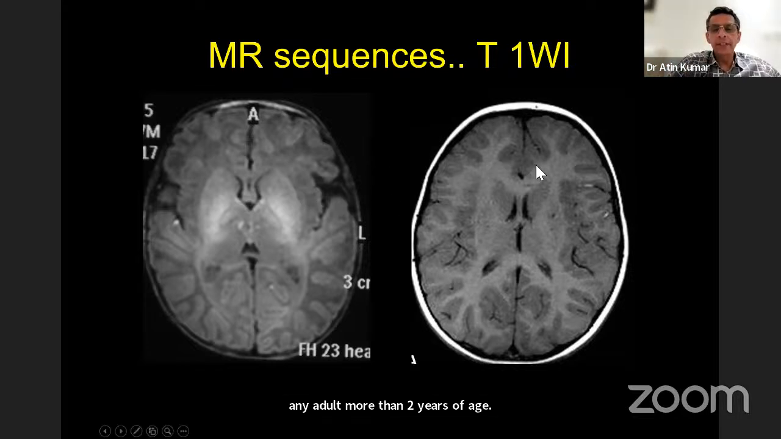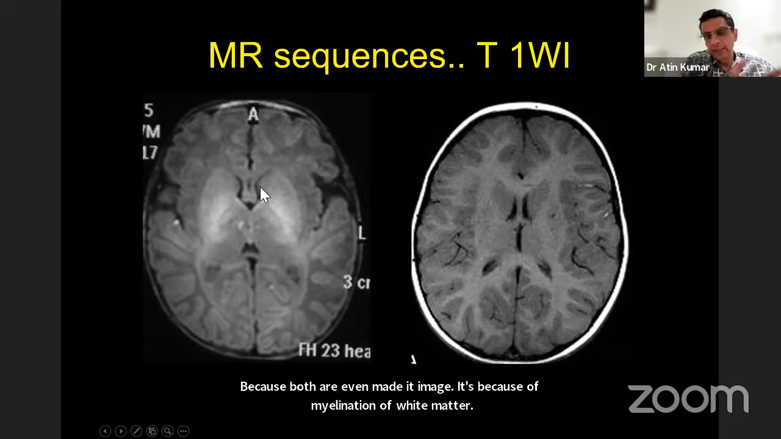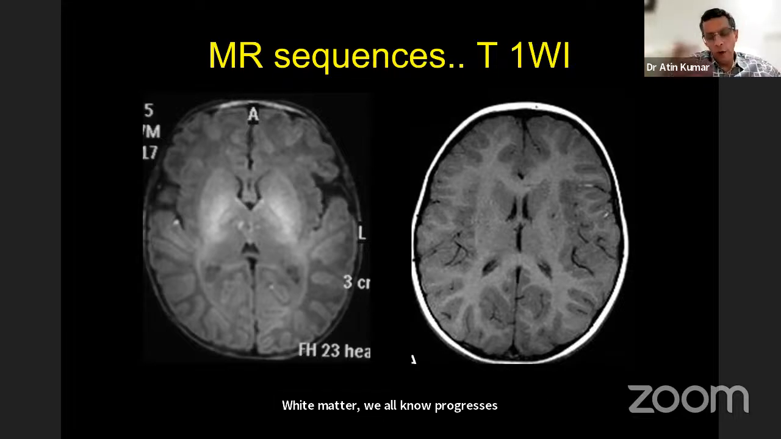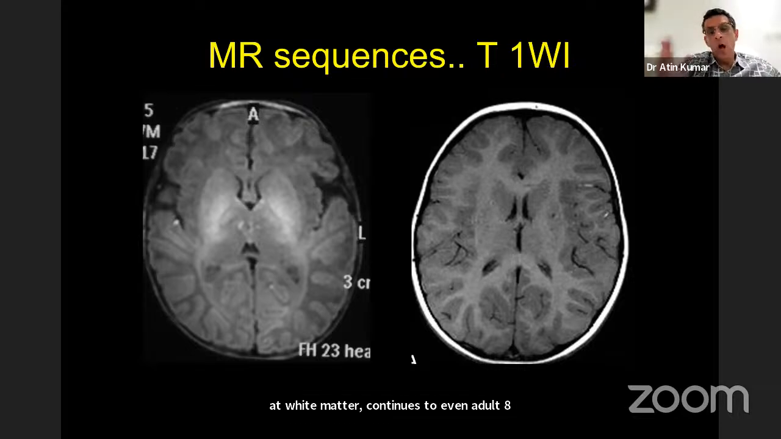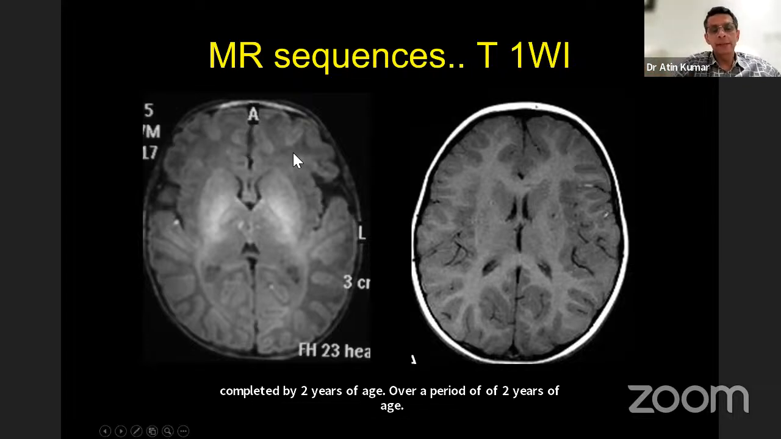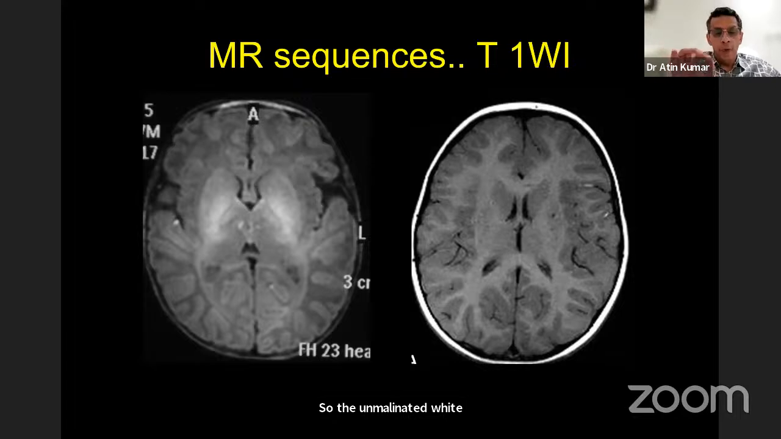Why is there a difference between these two images? Because both are T1 weighted images. It's because of myelination of white matter. White matter myelination, we all know, progresses over age. Actually, we now know with our good research and experience that white matter myelination continues even in adult age. However, practically speaking, most of the myelination gets completed by 2 years of age. So the unmyelinated white matter contains a lot of water content and less lipid content.